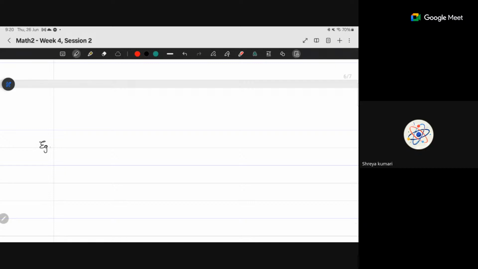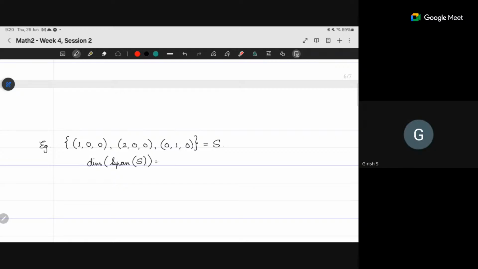Now let's take this example. This will again be very simple. And let's say this is S. So just by looking at it, what do you think the dimension of the span is? 2. So why is it 2? There are 3 vectors. It could be 3, but it is not. Why? One is dependent.